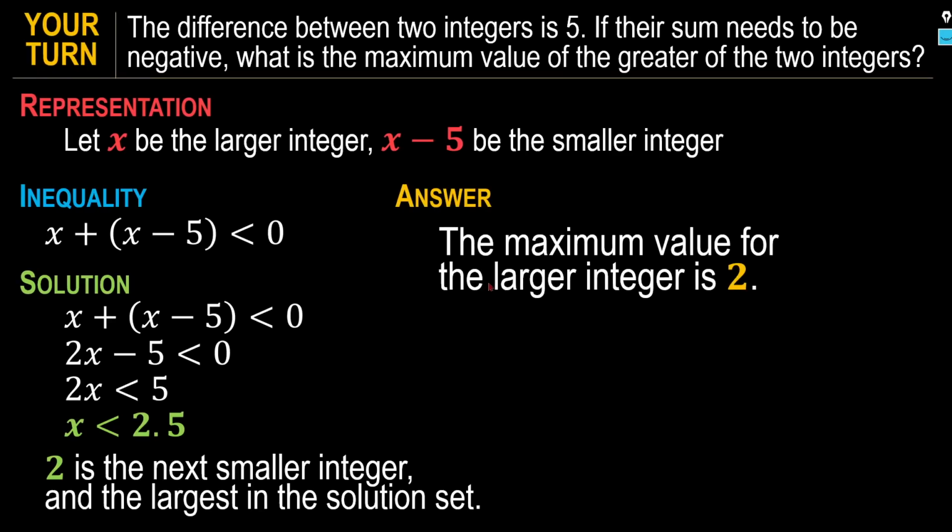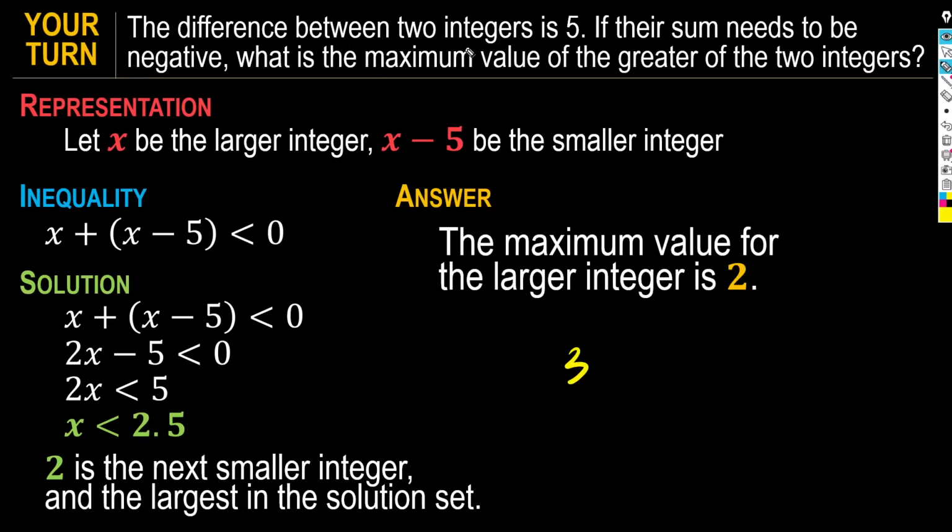Again, you can test that and see that your larger integer cannot exceed 2. If it were to exceed 2, what is the next larger integer to exceed 2? Hindi ba si 3? First of all, 3 is not in the solution set. But fine, if we force that, look, the next larger integer is 3.